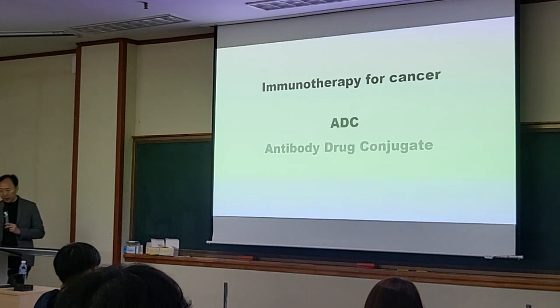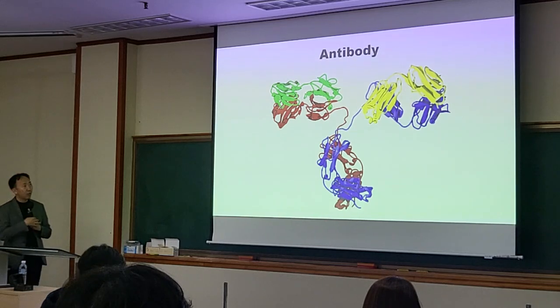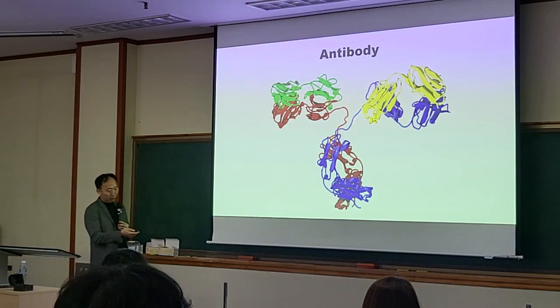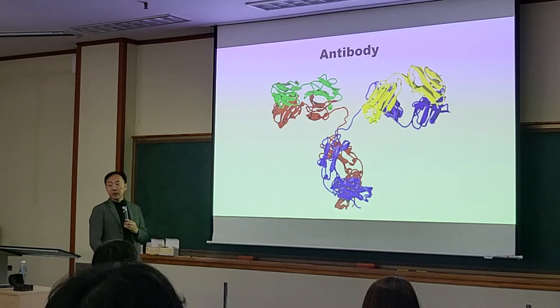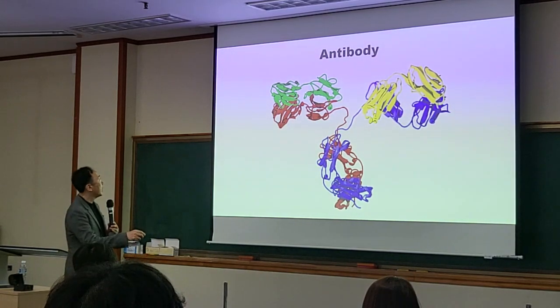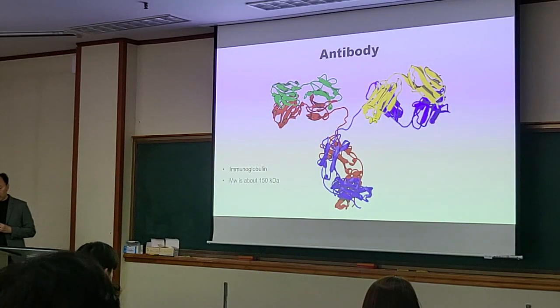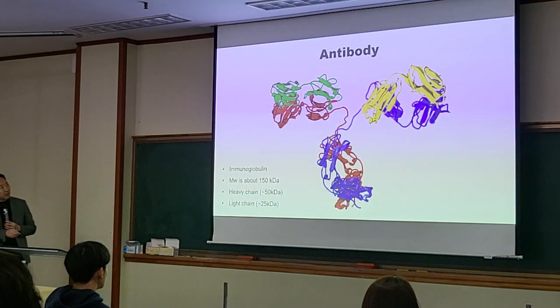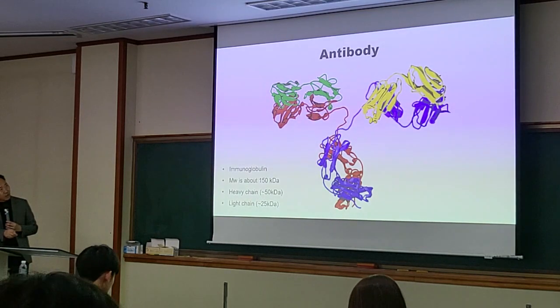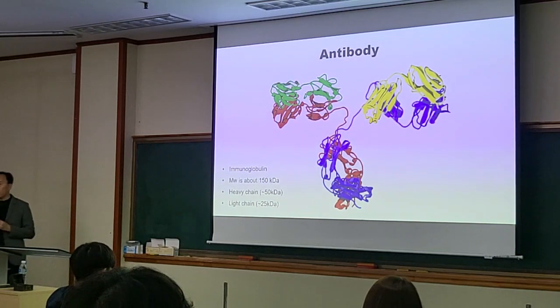So in this ADC, there is no structural change in the antibody upon binding. If you look at the antibody structure, where was the compound binding? Compound binding was around here. This is usually considered as a constant region. Binding site is over here. Total size is 150, the heavy chain size is 50, the light chain is 25.